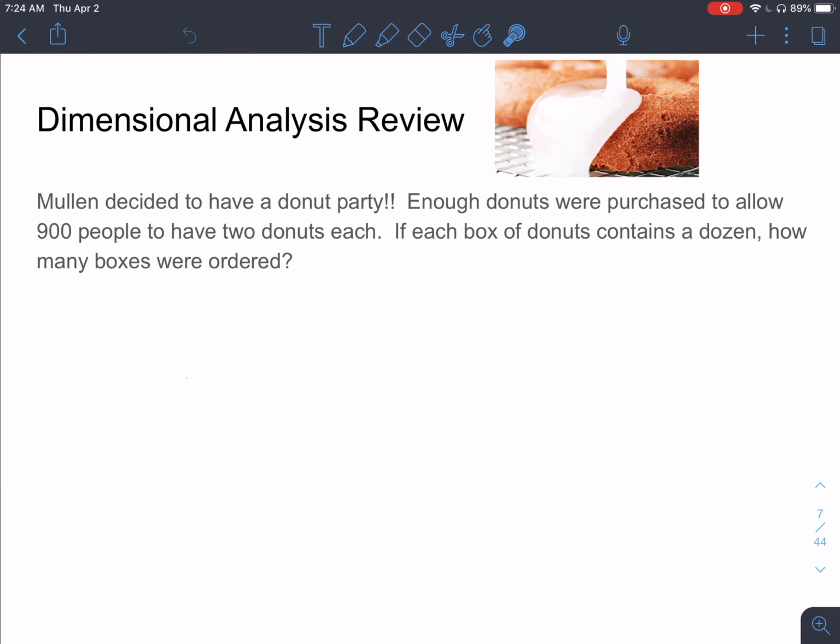All right, a dimensional analysis problem. Mullen decided to have a donut party. Enough donuts were purchased to allow 900 people to have 2 donuts each. If each box of donuts contains a dozen, how many boxes were ordered? Pause the video and try out this calculation.